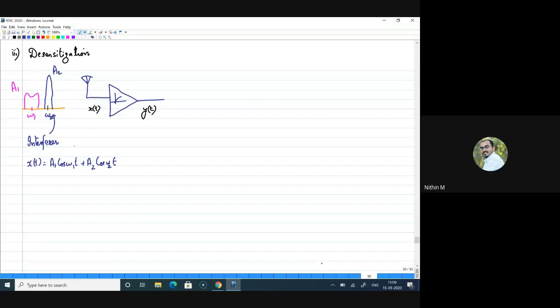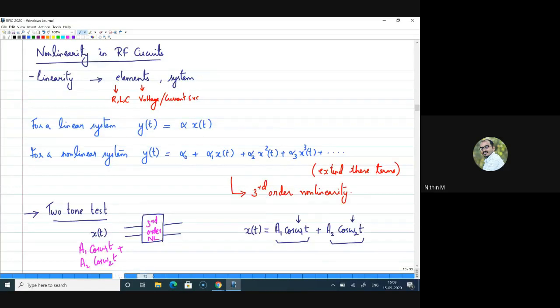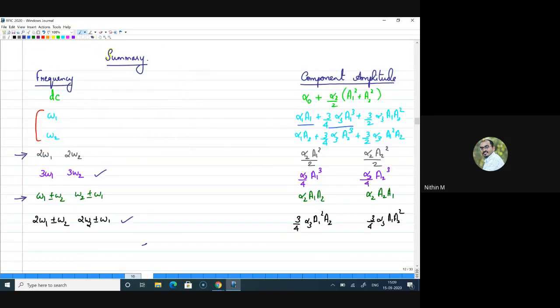This is how we consider it, where we know that a2 cos omega 2t is the interferer signal. Now, by the two-tone test from our initial classes, we know that when two different frequencies are coming into a nonlinear system, we know the products coming at the output. So if I write y of t here, I'll refer back to that, the output.